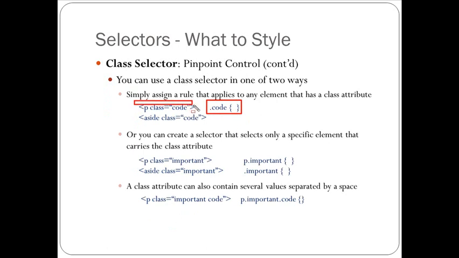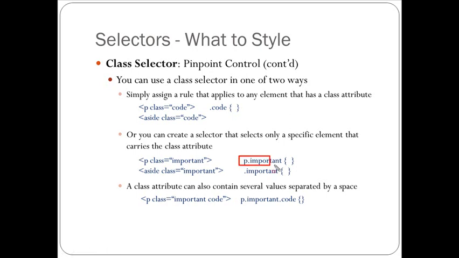On this side, we have a paragraph tag that has a class of code. We also have an aside tag that has a class of code. So whatever declarations are inside this declaration block would apply to both the paragraph tag here as well as the aside tag. You can also create a selector that only works for a specific element, and it would be that element that carries that class.